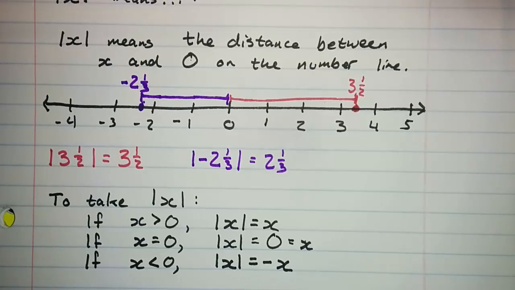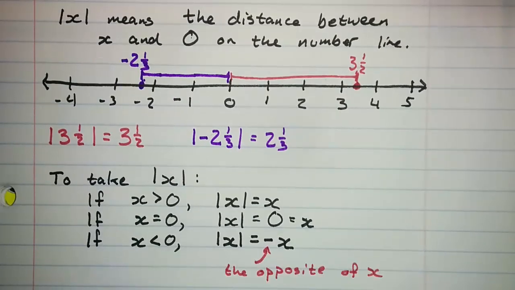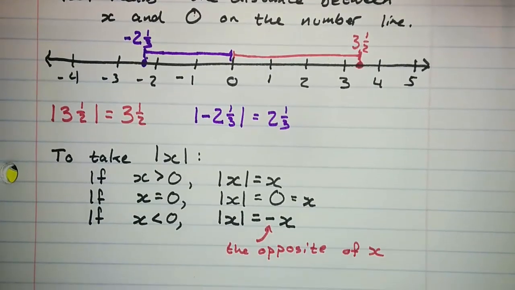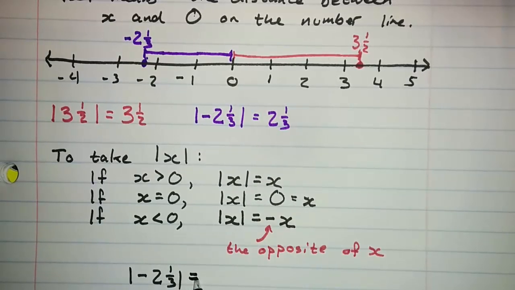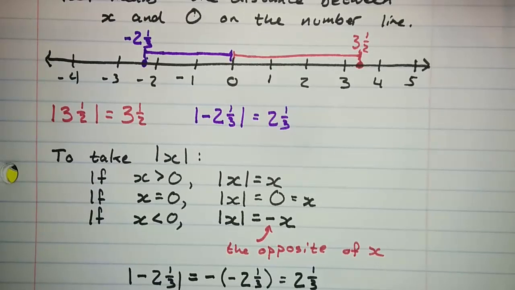Right, what does that mean? This doesn't mean force x to be a negative number. We mean the opposite of x. So, for example, the absolute value of -2 1/3, which we saw just up here, that's the opposite of -2 1/3. It's just 2 1/3.